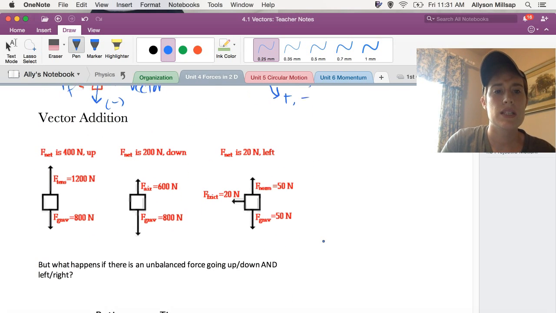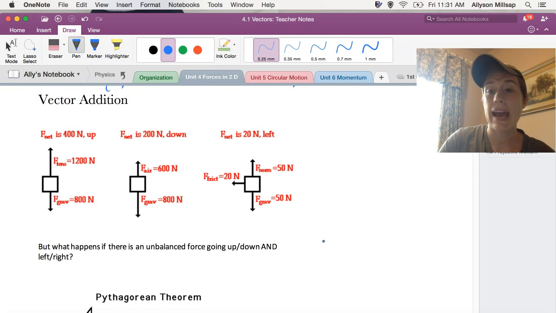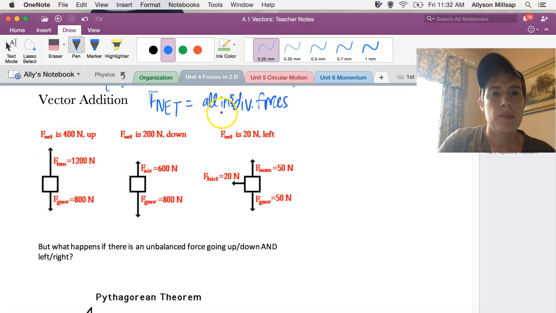Now, one thing we did already learn about vectors is that you can add them if they're going in opposite directions. And so I just want to review adding vectors. Okay, what we've learned about adding vectors is we've applied it to net force. Net force is all your individual forces added together. So this formula is going to be different for every single one of these equations. It's going to be different because they all have different individual forces.